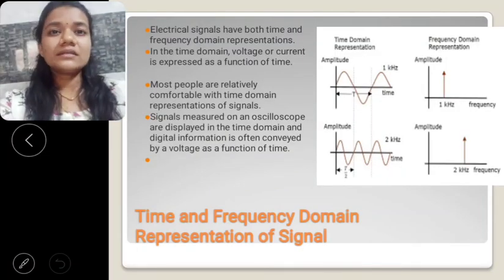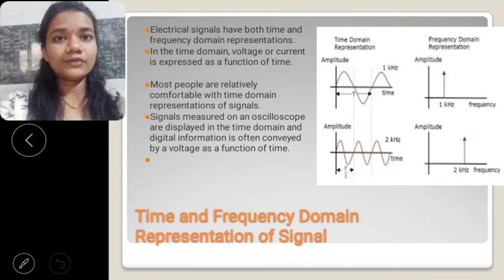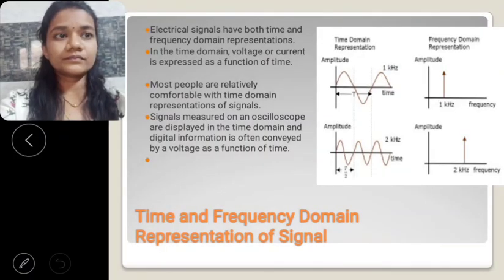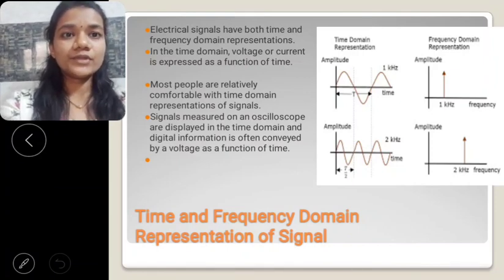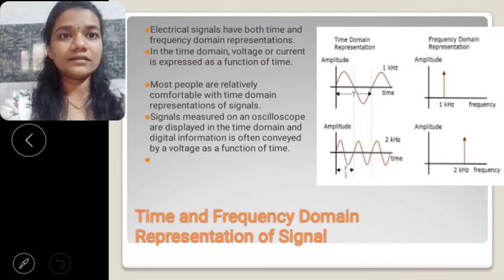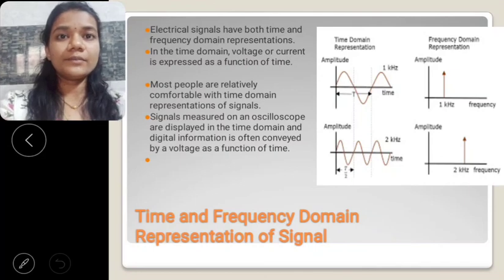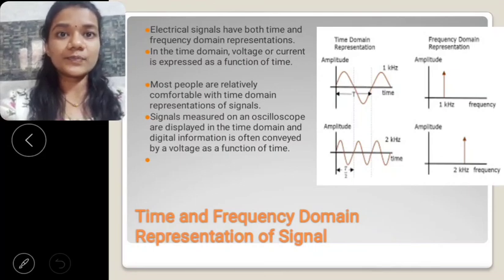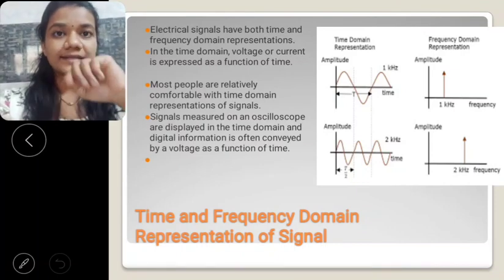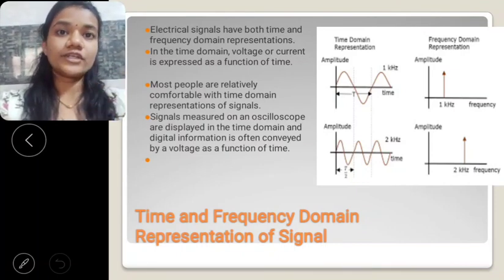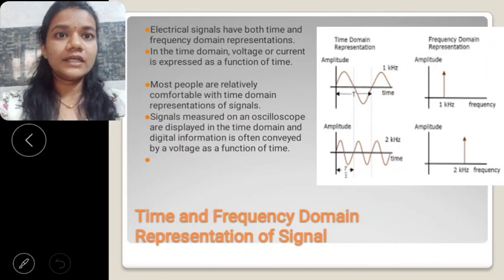Now this signal can be represented in the time and frequency domain. What does time and frequency domain representation mean? The electrical signal has both time and frequency domain representations. In the time domain, your voltage and current are expressed as a function of time, meaning voltage and current are on the y-axis and time is on the x-axis.